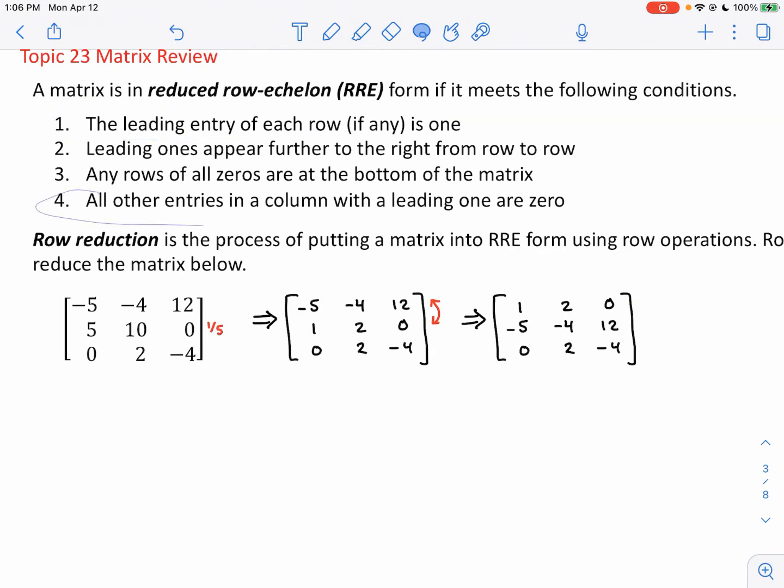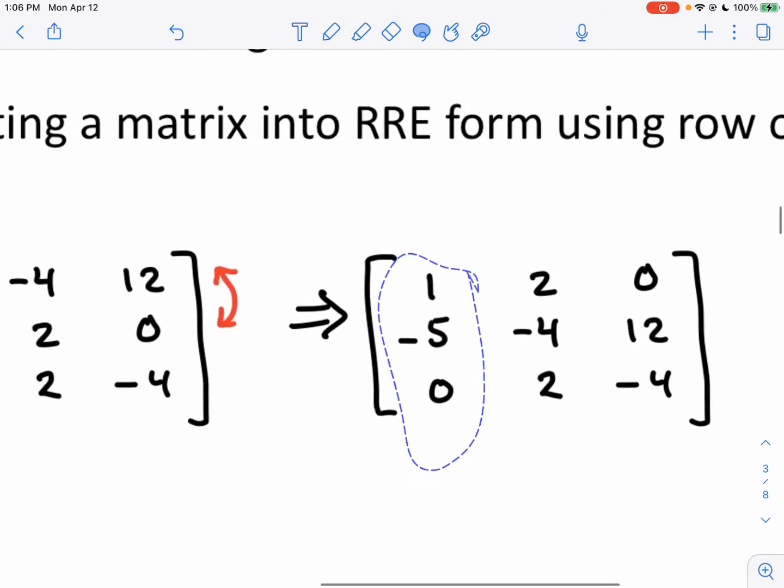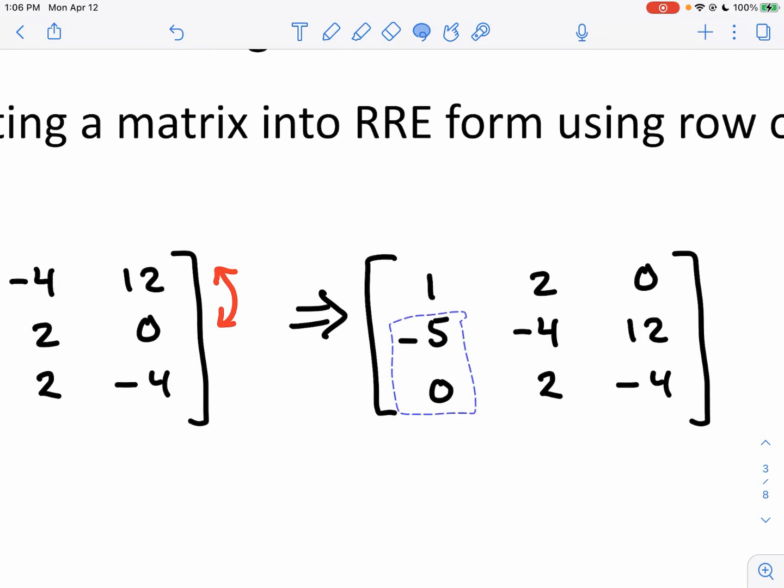Now, let's look at the fourth condition. All other entries in a column with a leading 1 are 0. So we have a leading 1 in the first column. So this first column has a leading 1 in the top position. So I want the entries below it to both be 0. These both have to become 0. Now the bottom one's already 0, but the -5 needs to be changed.